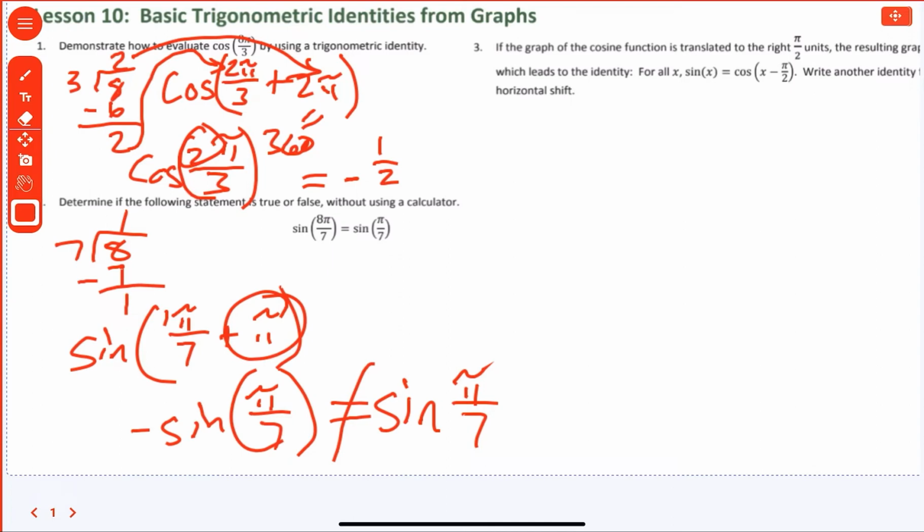So whenever you see a pi, that means it's going to rotate 180 degrees, which would change the sign. Same thing if it was cosine. If it swapped at 180 degrees, it's going to be a negative. Okay, it's going to change that sign.